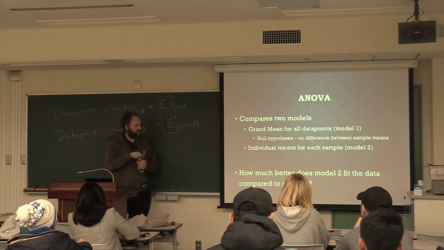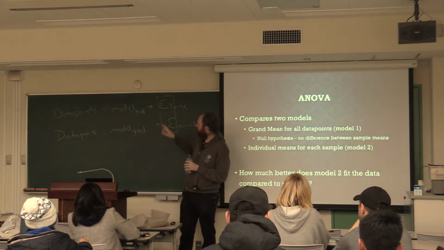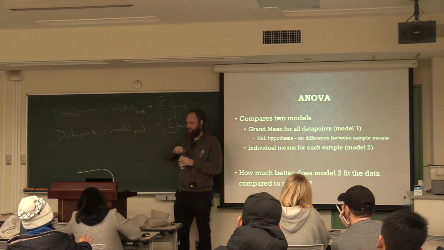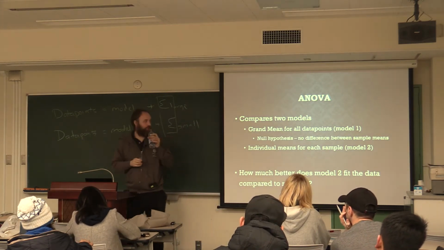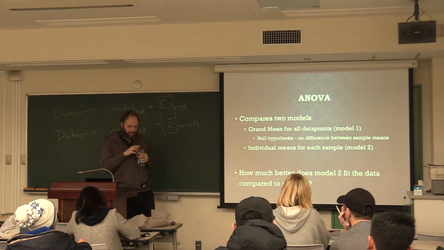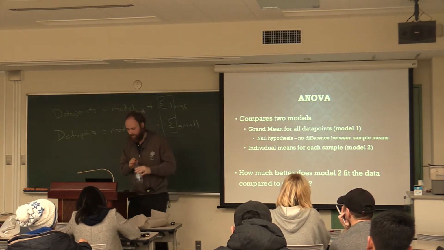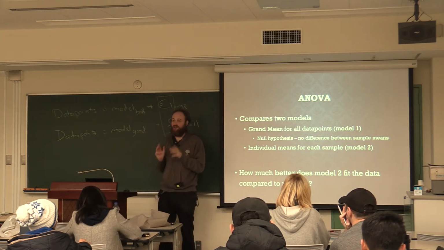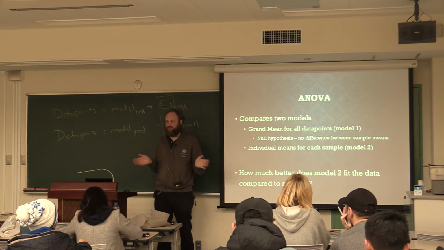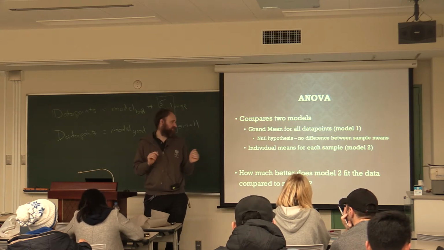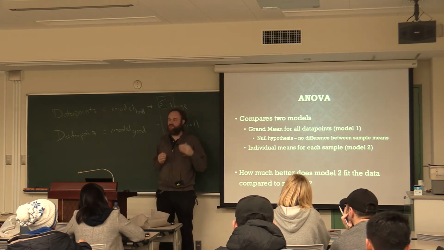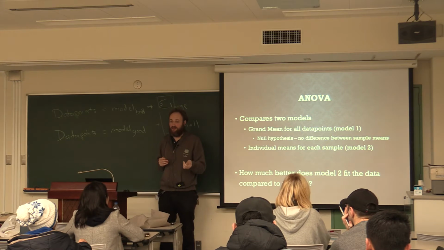So, as I said, fundamentally we're comparing two models. Model bad and model good. Now the first model is the null hypothesis. And for the null hypothesis, what we're going to do is use the grand mean. This is the mean of all of the data points. This is the average for all of the data points. And our second model are individual means for individual treatments.